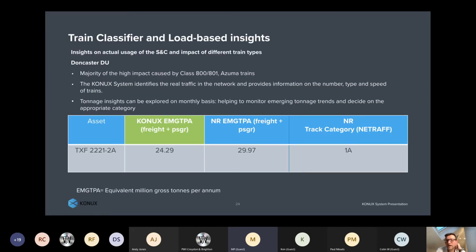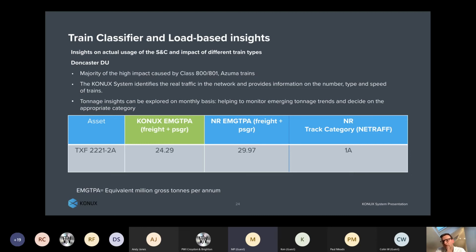And we did some work with Doncaster again, and found that essentially the Network Rail EMGTPA equivalent in gross tons per annum is just under 30. But with our system measuring on a daily basis, we established it was probably more likely to be just under 25, which is, I guess, a sort of 16-17% difference. Whether or not that'd make a massive difference to the track category, I think it's just on the cusp of being between 1 and 1A. So whether or not you change anything as a result of that is up for grabs.